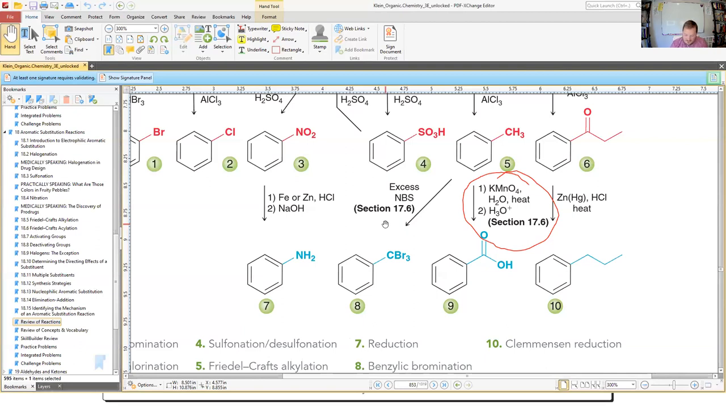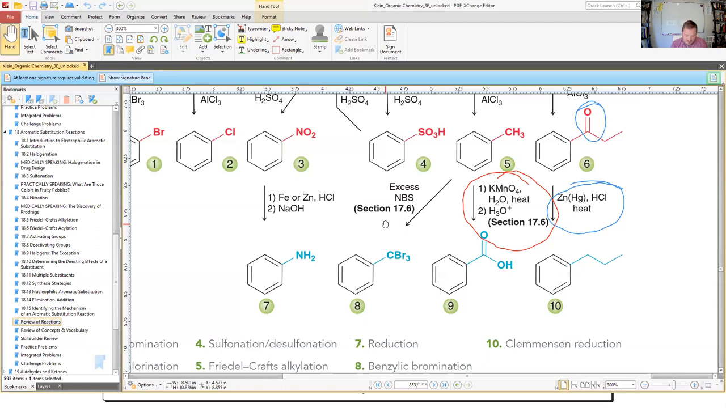And then lastly, there's one more reduction reaction that you can do. If you have zinc or mercury in an acidic environment with heat, you can convert this acetyl group or this acyl group into an alkyl group. So you don't actually need to do the Friedel-Crafts alkylation, where we had to worry about carbocation rearrangements, et cetera.